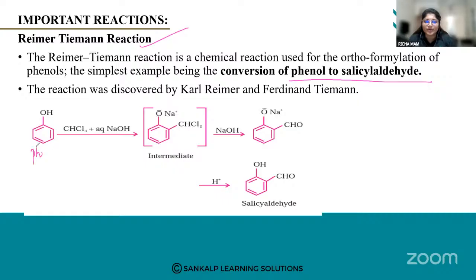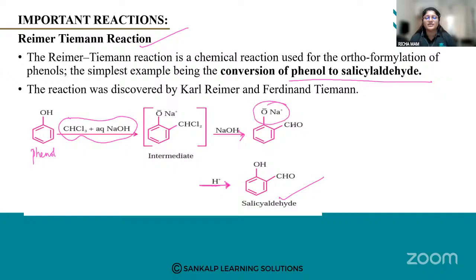You take phenol and react it with chloroform in the presence of aqueous NaOH. You are going to get an intermediate product. Further, you react it with NaOH and get an intermediate again. Further reacting with H plus ions, we are going to get the salicylaldehyde.